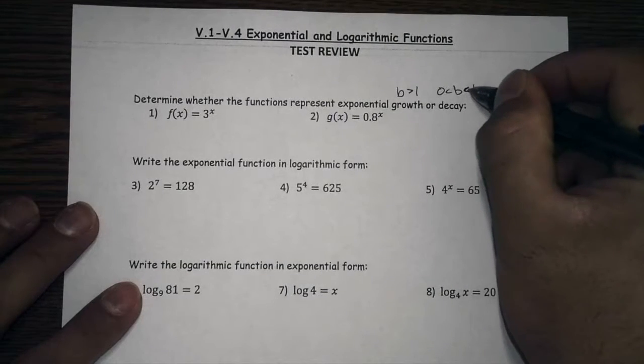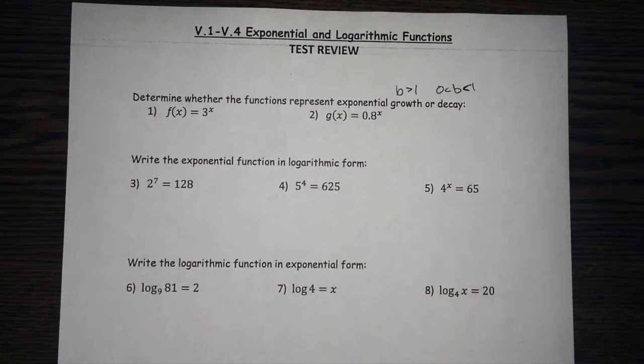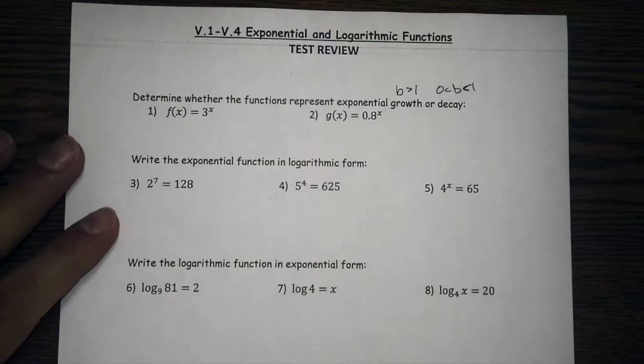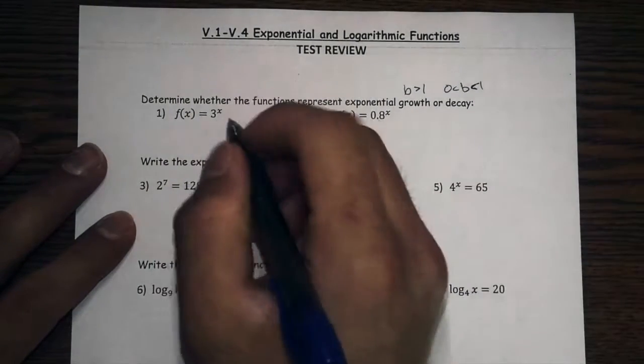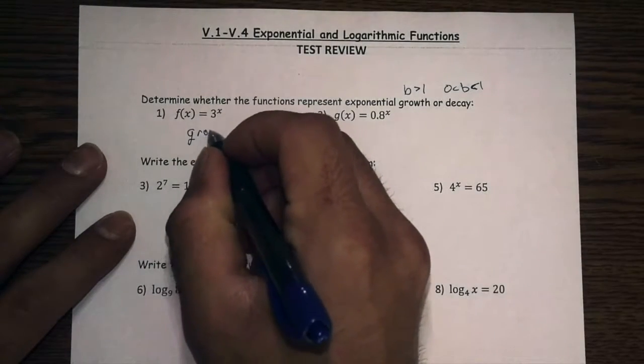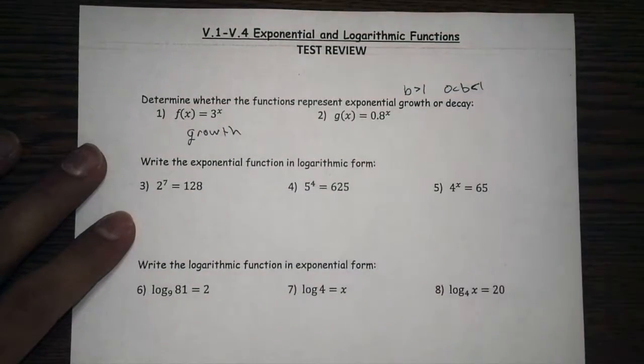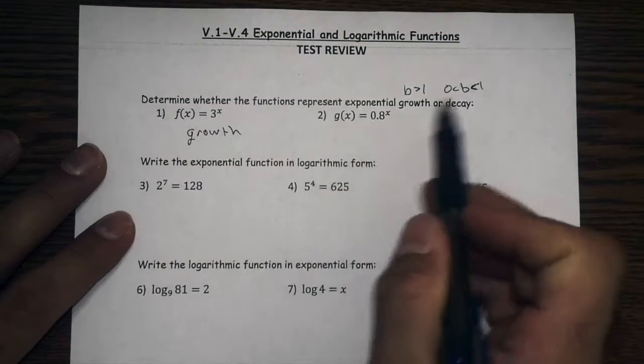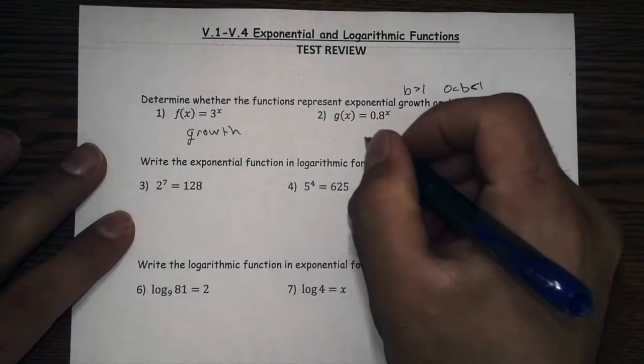What if it's like a negative? Doesn't work. All right, then it's neither. Okay, so in this case, 3 is greater than 1. So this is a growth function. Over here, it's in between 0 and 1. So it's a decay function.